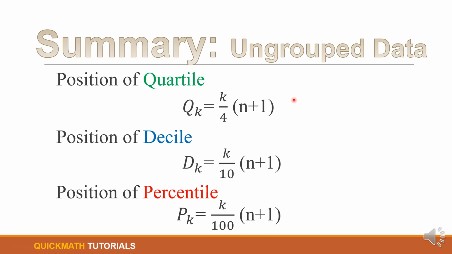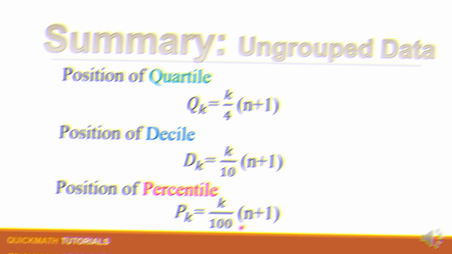Interpolation is only applicable if your answer in solving this formula for the quartile has a decimal. However, in the decile and percentile, if your answer also has a decimal, you will just round it off. And these formulas are just the same except in the denominator. For the quartile or Q, your denominator is 4. For the decile or D, your denominator is 10. For the percentile or P, the denominator is 100.